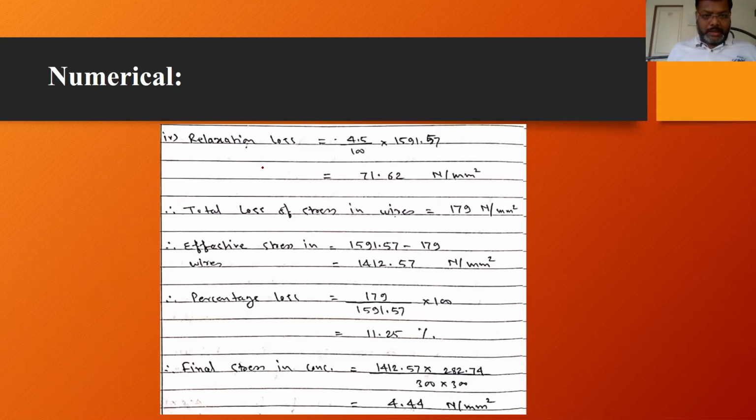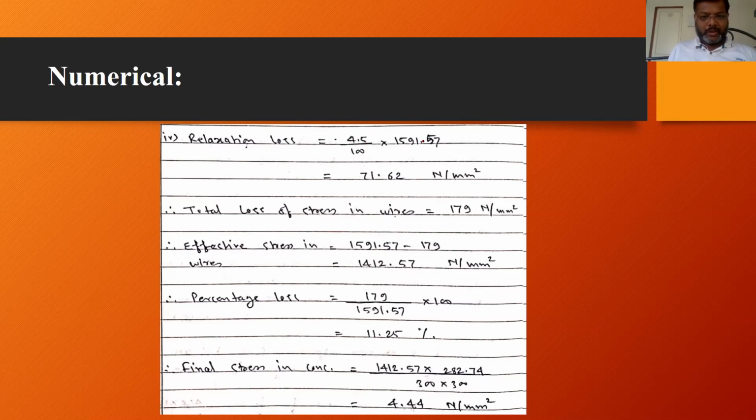So that relaxation loss is given in IS 1343. Different values have been given there; we'll discuss afterward. So that value here they have provided: 4.5% of relaxation losses. So the 4.5% of the initial stress in wire is going to be lost. That's why 4.5 divided by 100 into initial stress in wire.